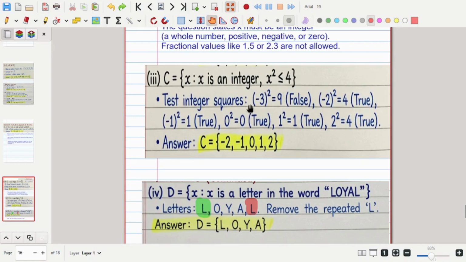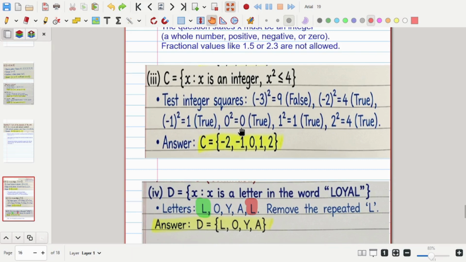C is a set of all x such that x is an integer where x squared is less than or equal to 4. Test the integer squares. Minus 3 squared is equal to 9, so 9 is greater than 4, therefore it is false. Minus 2 squared is equal to 4, true, because 4 is equal to 4. Minus 1 squared is 1, true because 1 is less than 4.